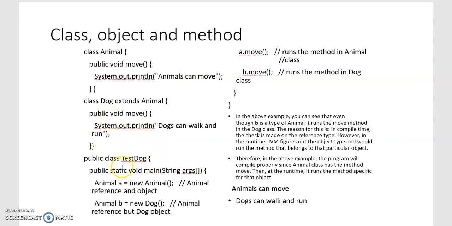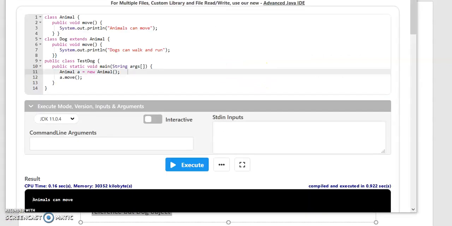So you have a class called TestDog and you have the following statements that run this particular program, to create objects, and we will use the objects to run the respective move functions. Taking a look at this program once again, the Animal class has a move function where it displays animals can move. You have a Dog class inheriting from Animal. It again has a move function where it displays dogs can walk and run. Then you have this class called TestDog where you have the main function.